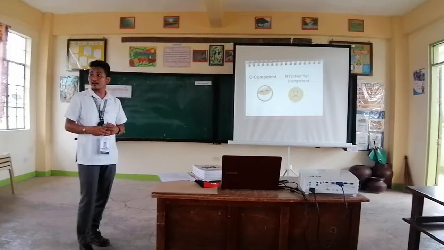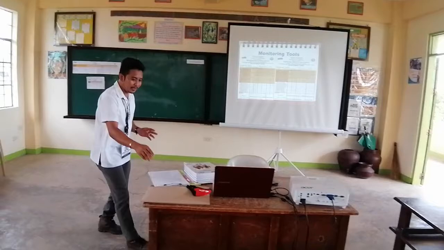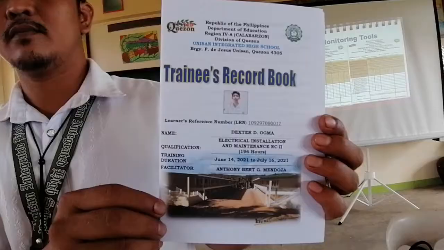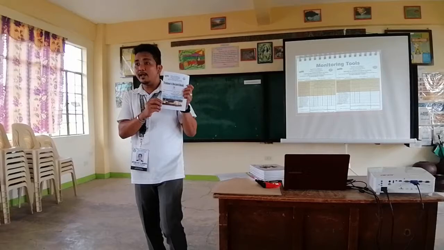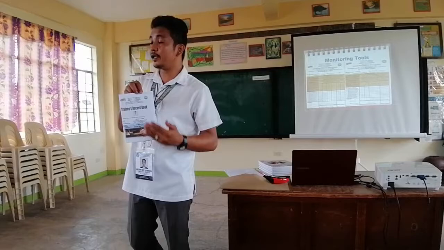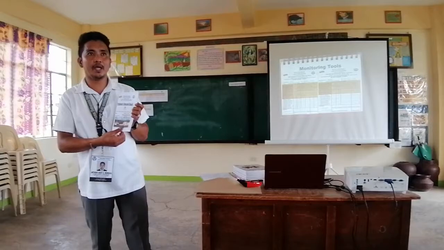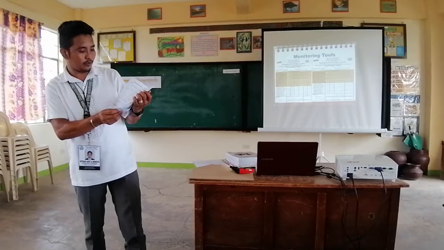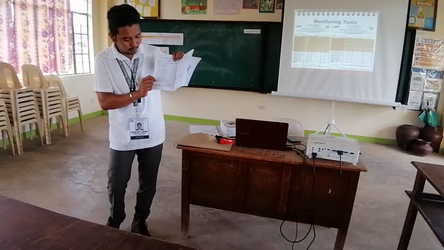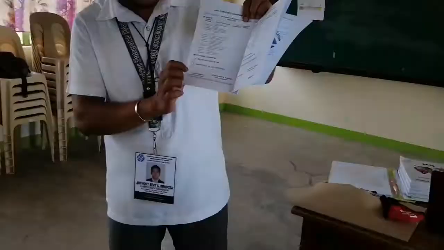So for our monitoring tools, number one, I will give you a trainee's record book. This is one of our monitoring tools. I will give you a trainee's record book in which all the activities from the basic, common, and core competencies are listed. So, after you get the TRB and you finish the different activities in our TRB, you need to get the signature of your trainer.